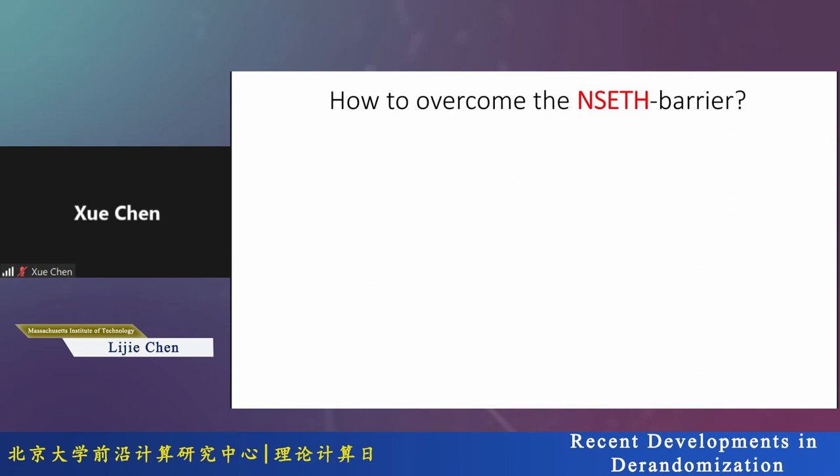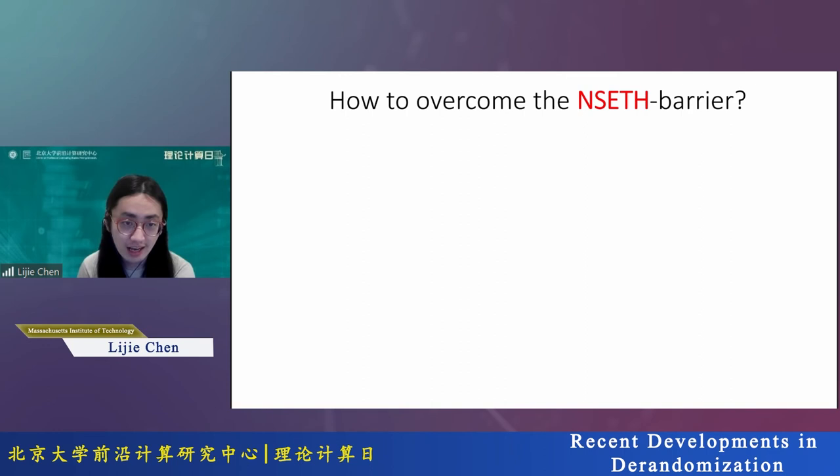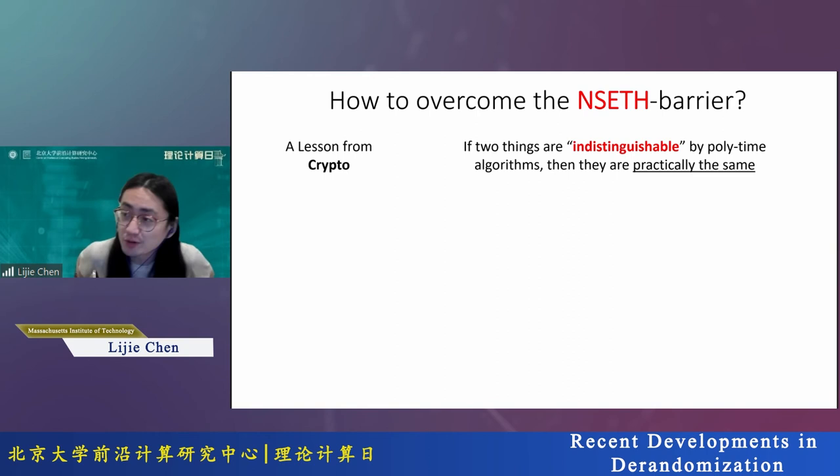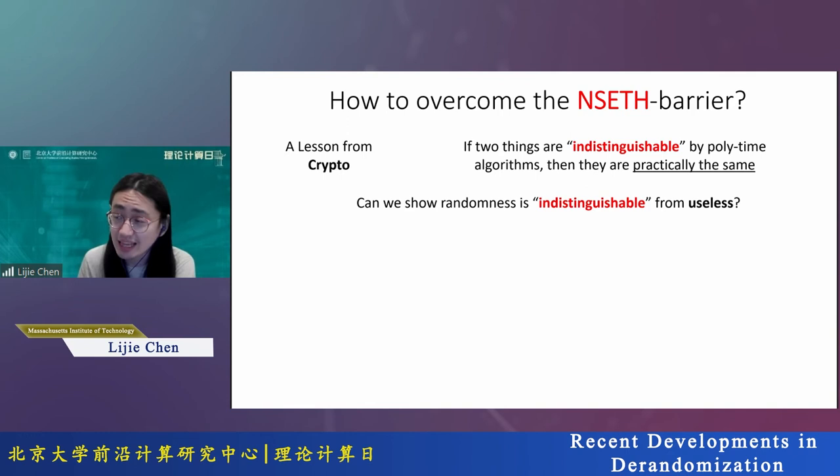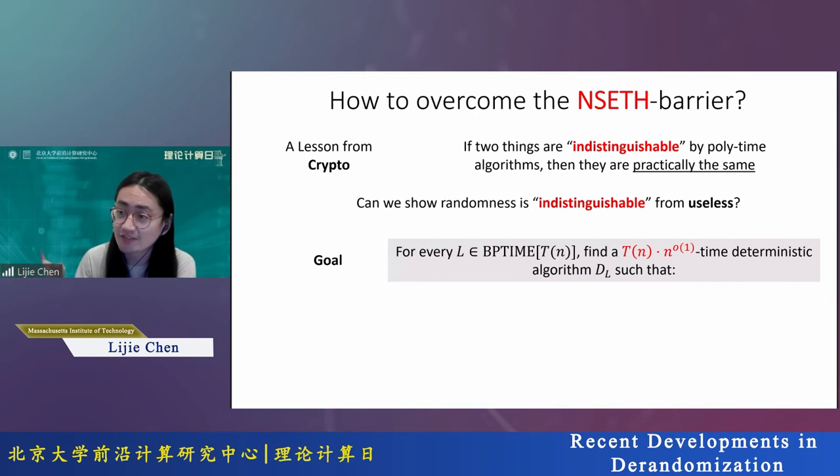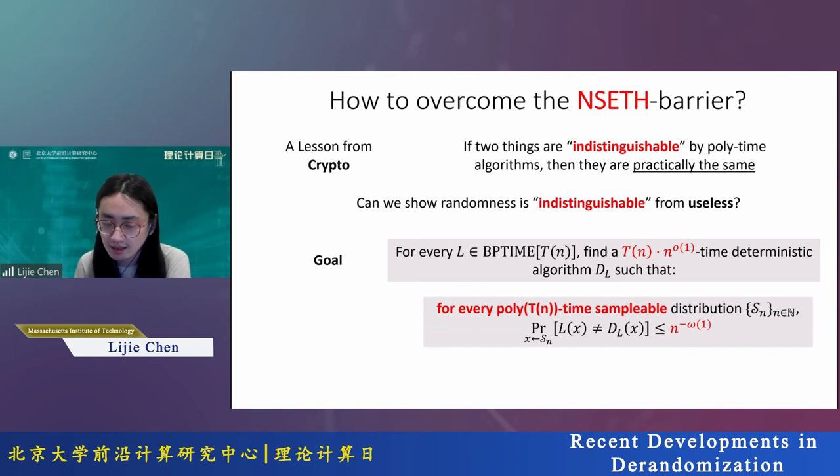So how do we overcome this #NSETH barrier? That's a lesson from crypto, which says that if two things are indistinguishable by polynomial time algorithms, then they are practically the same. So maybe we don't have to get a derandomization which always works. We only want the derandomization to look correct. And what does it mean to look correct? It means it is indistinguishable from the truth. So our goal here is the following: for every T(n) time randomized algorithm, we want to find a deterministic algorithm D sub L that depends on this algorithm, such that for every polynomial time sampleable distribution, the probability of this deterministic algorithm D making a mistake is negligible.